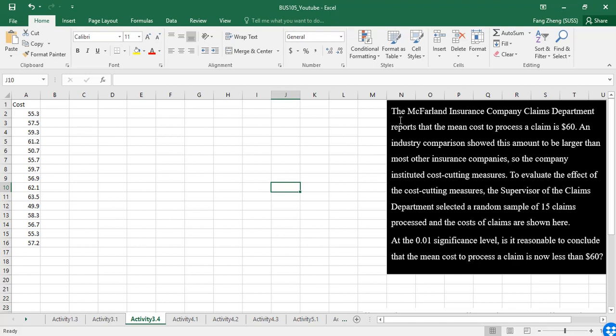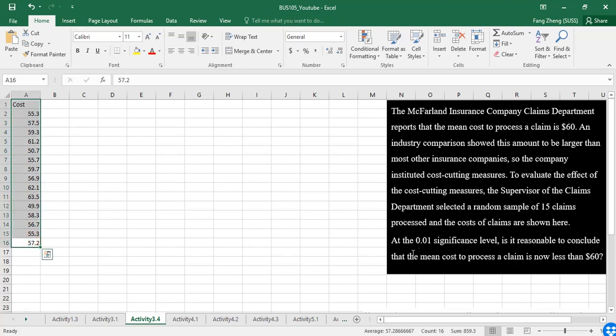Here is the question. This insurance company claims department reports that the mean cost to process a claim is $60. An industry comparison showed that this amount to be larger than most other insurance companies. So the company instituted cost-cutting measures. To evaluate the effect of the cost-cutting measures, the supervisor of the claims department selected a random sample of 15 claims processed, and the cost of claims are shown here in column 1.